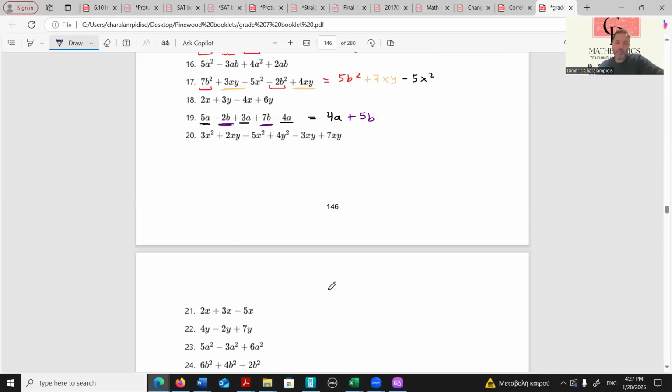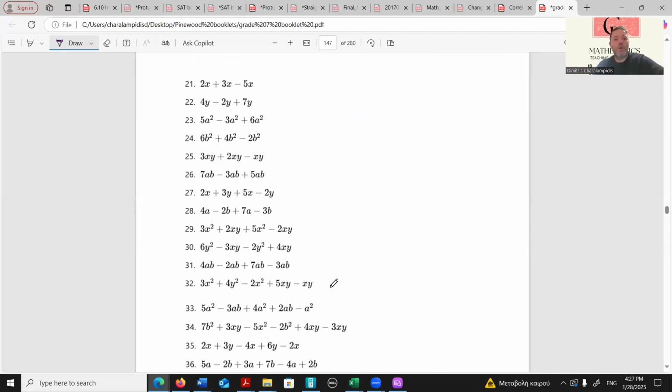Moving on. 21. All three of them are like ones. 2x plus 3x, 5x, minus 5x, it should be 0x, which is the same as 0.